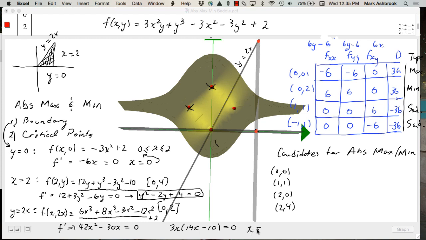5/7, 10/7. So I found a critical point on this y equals 2x of 5/7, 10/7. Did you find that? Did at least one other person get that? And there are no critical points on x equals 2, because that gives you no real solutions.